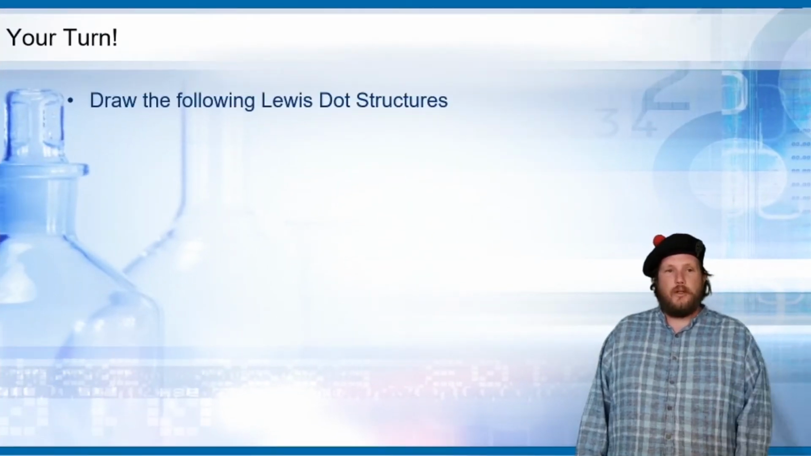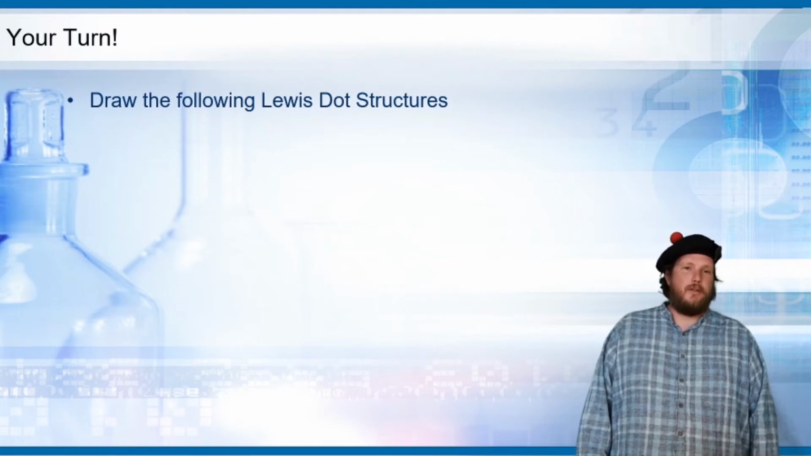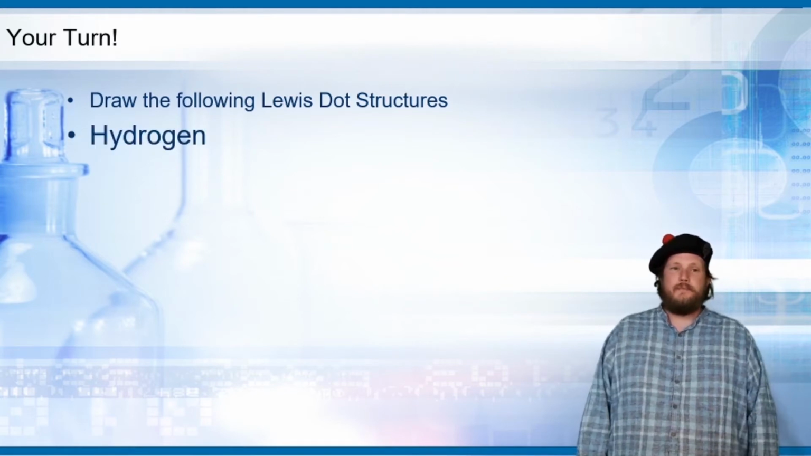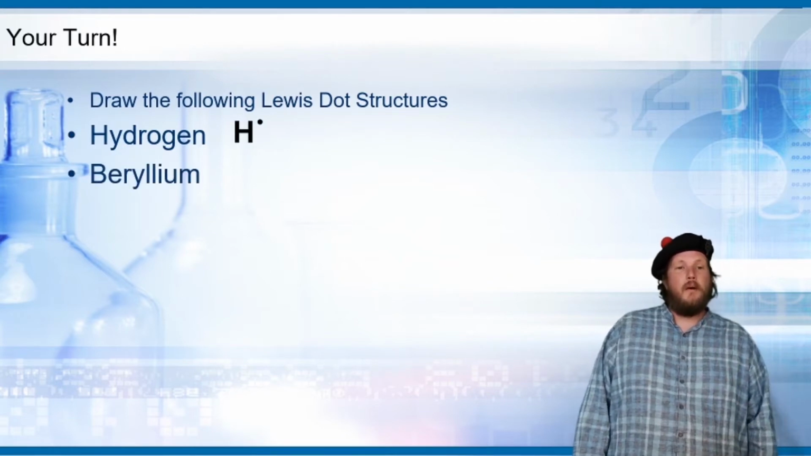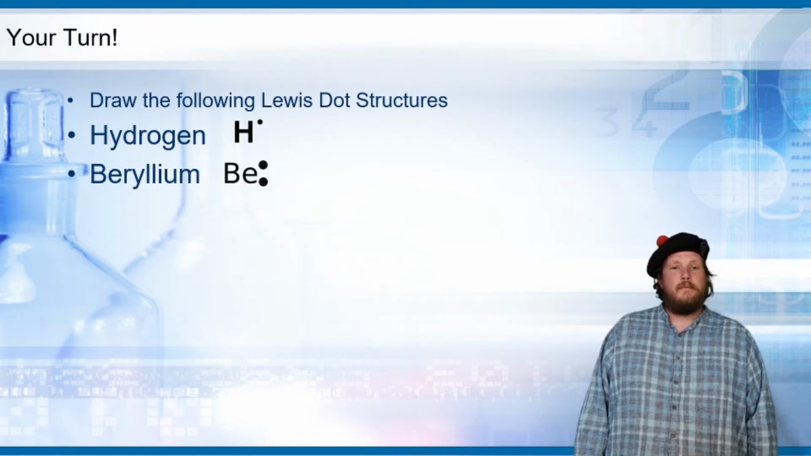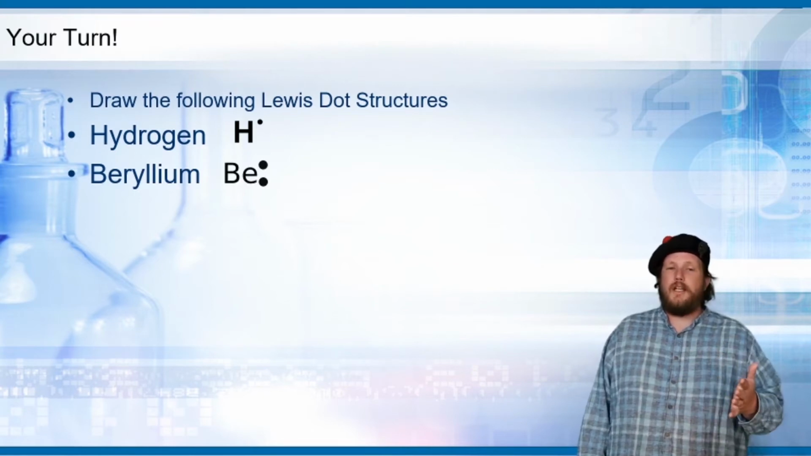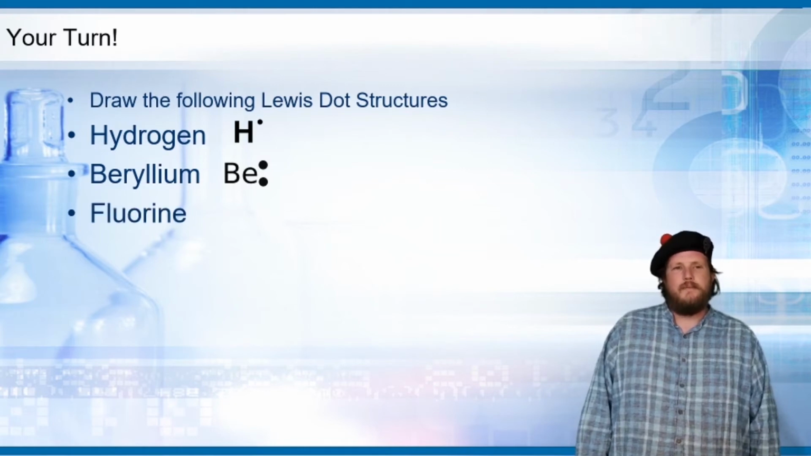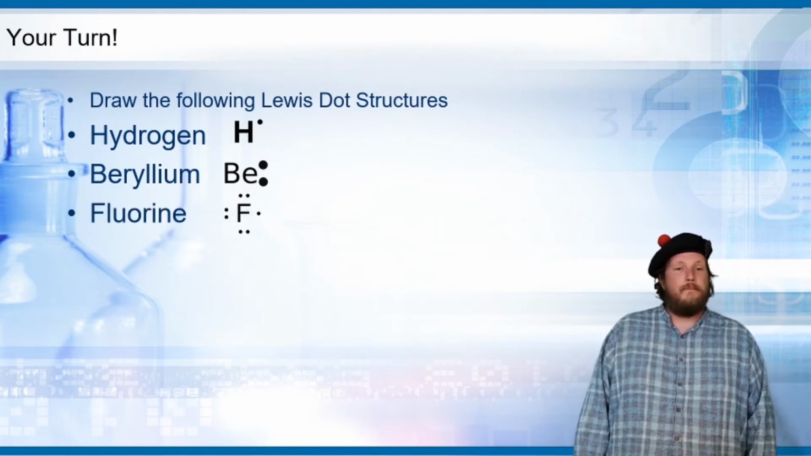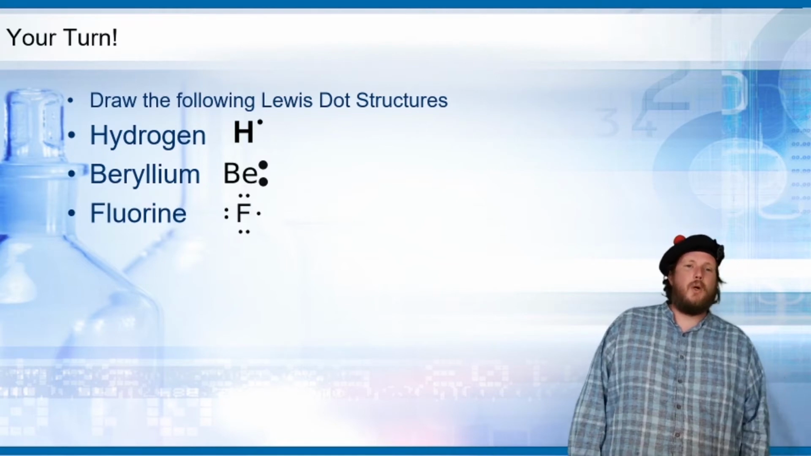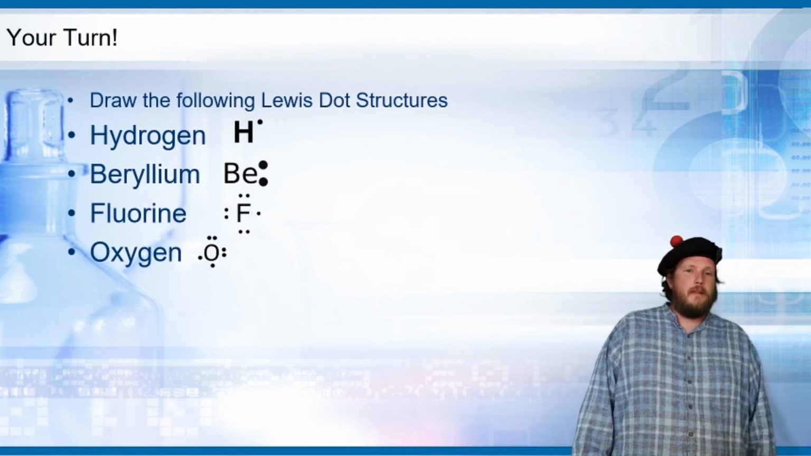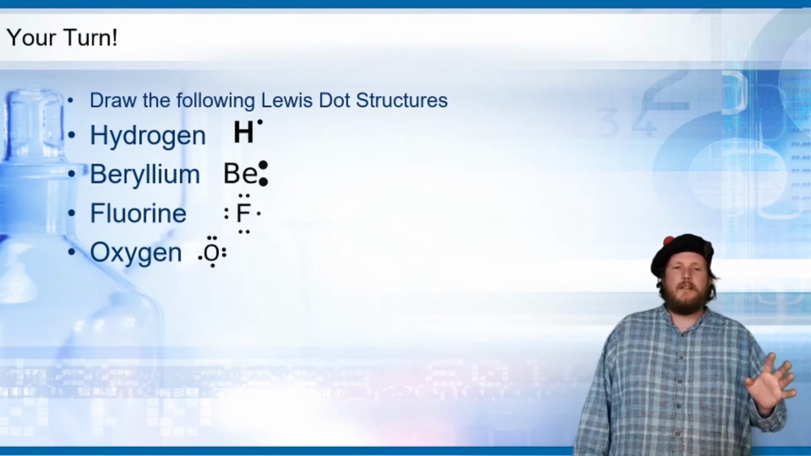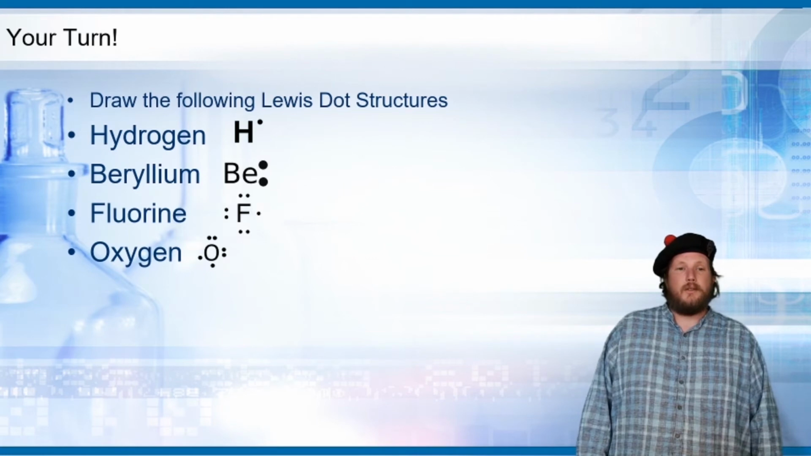So, your turn. Draw the following Lewis dot structures. Hydrogen. Hydrogen has 1 dot. Beryllium, 2 dots, and they can be on adjacent sides or on the same side. Adjacent sides actually is probably a little better. Fluorine has 7 dots total, 3 pairs, 1 lone. Oxygen has 2 pairs and 2 lone electrons.